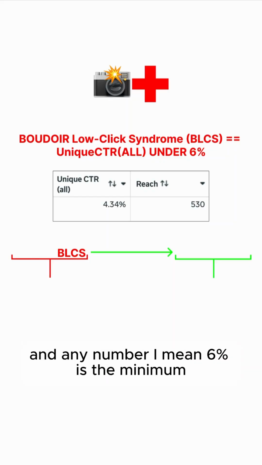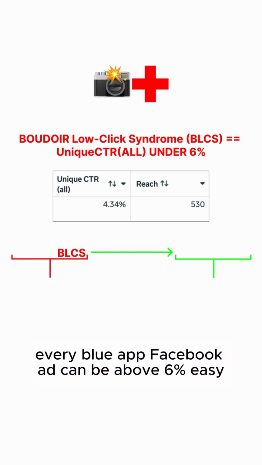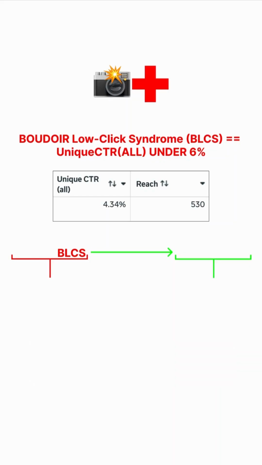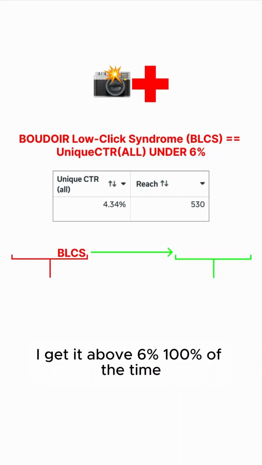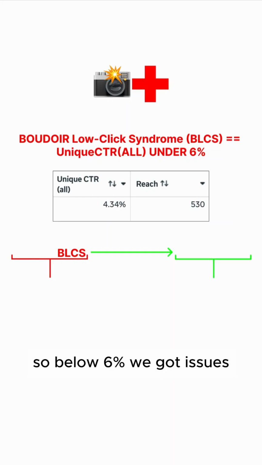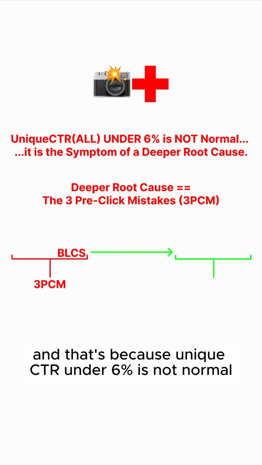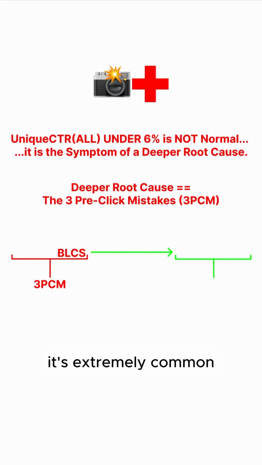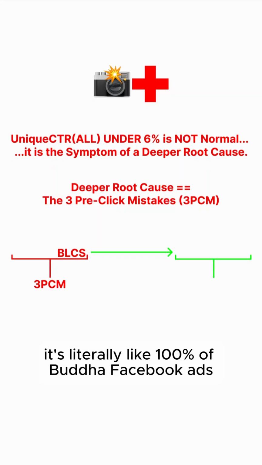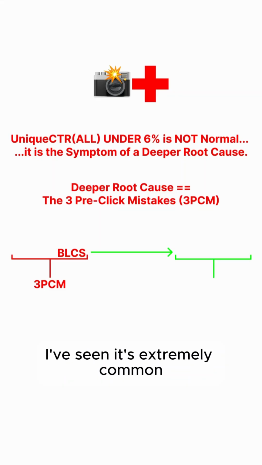And 6% is the minimum. Every Boudoir Facebook ad can be above 6% easy. Even if I put in no effort, I get it above 6%, 100% of the time. So below 6%, we got issues, and that's because unique CTR under 6% is not normal. It's extremely common, literally 100% of the Boudoir Facebook ads I've seen, but it's not normal.